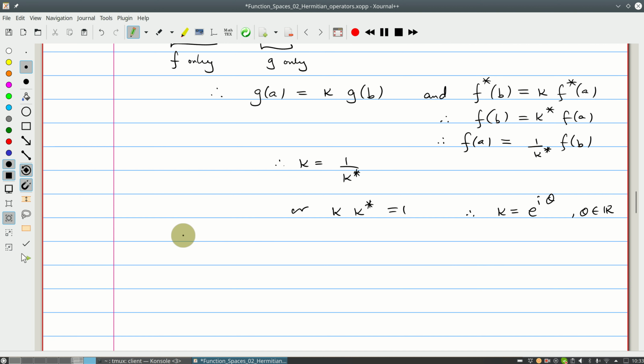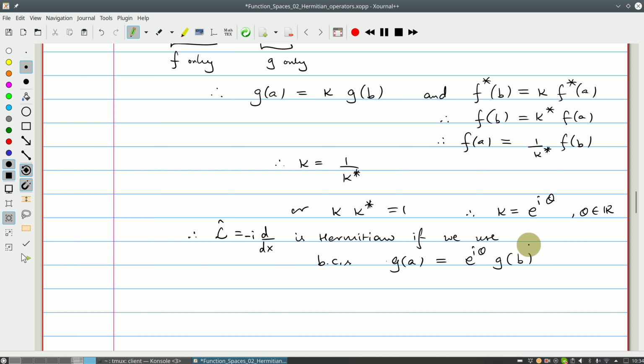All right, so what we are then saying is that L hat is equal to minus i d by dx is Hermitian if we use boundary conditions g of a is equal to e to the i theta g of b, and likewise for f. And these boundary conditions are called twisted boundary conditions.